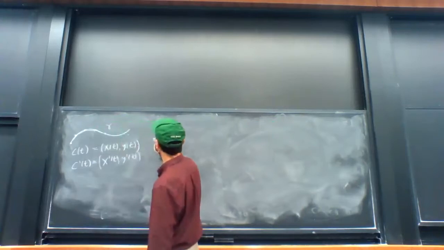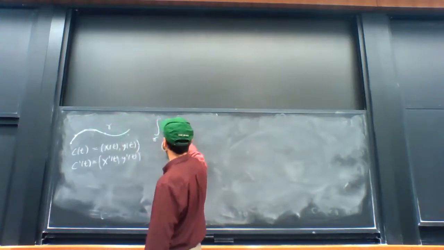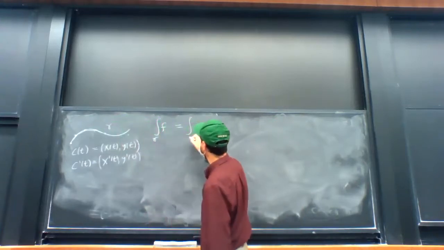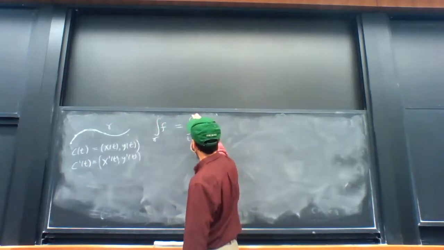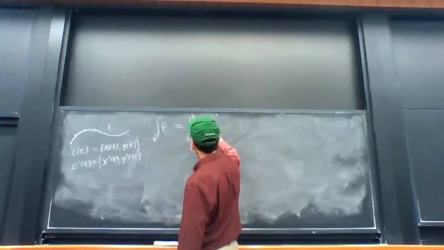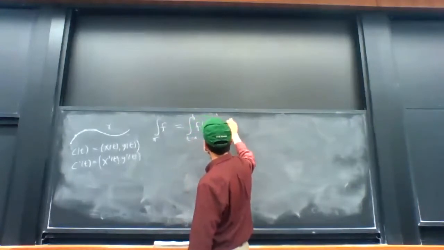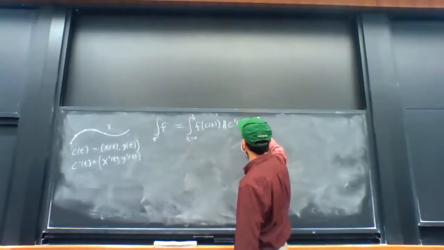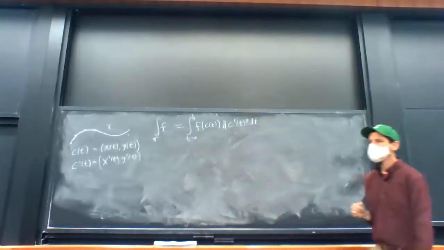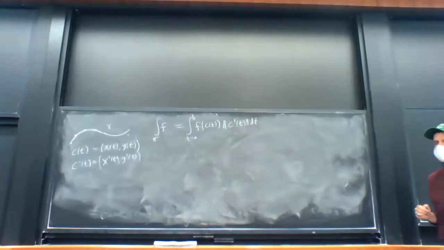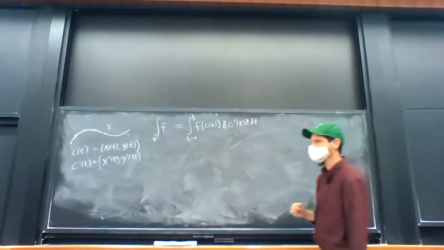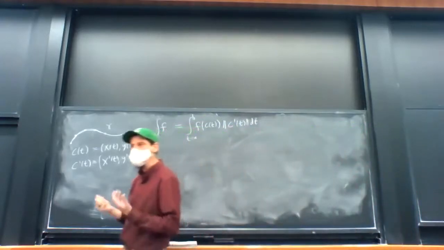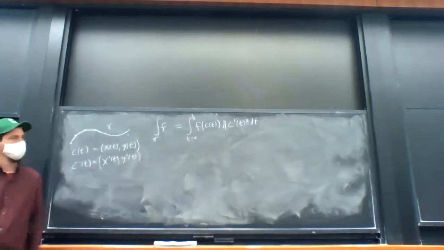The first integral we often wanted to do was to integrate along some curve gamma of the function f. By this we mean the integral as t goes from a to b of f of c of t times the length of c prime of t dt. So this would be integrating a function f along the curve. And in the special case when f is 1, we would just recover the length of the curve.